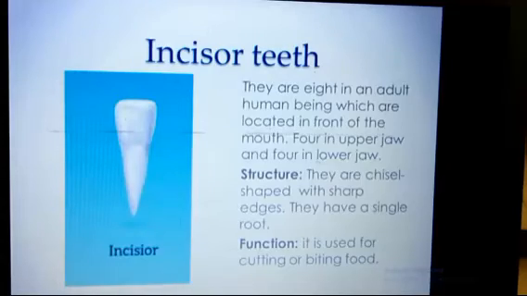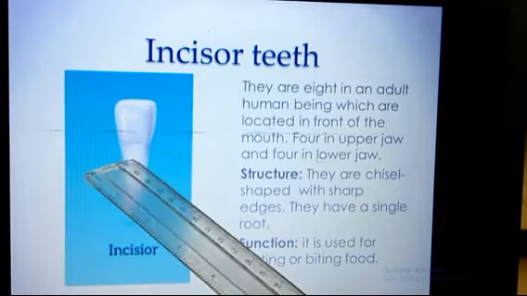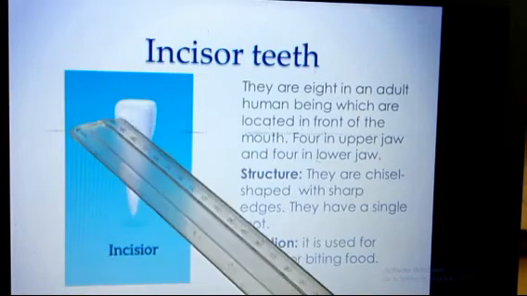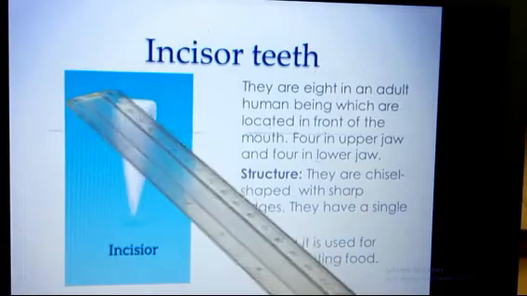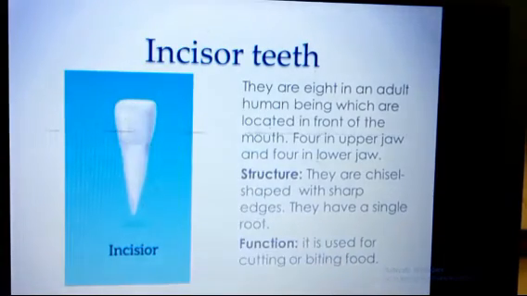We're going to look at the incisor teeth. Now, the incisor teeth, there are 8 in an adult human being, which are located in front of the mouth, 4 in upper jaw and 4 in lower jaw. The structure is such that they are chisel shaped with sharp edges, and they have a single root. This part is the root, and this is the chisel shaped that enables it to function.